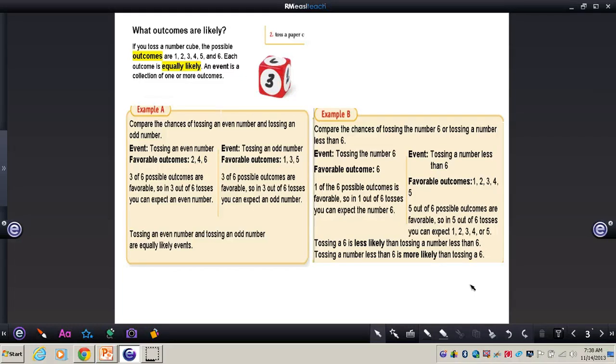Does not mean it will never happen. It's just less likely. However, tossing a number less than 6 is more likely than tossing a 6. Okay, because we have 5 chances compared to 1. So 5 out of 6 possibilities could be tossing a number less than 6, 1 out of 6 possibilities for the number 6. So tossing the number 6 is less likely. Tossing a number that is less than 6 is more likely.